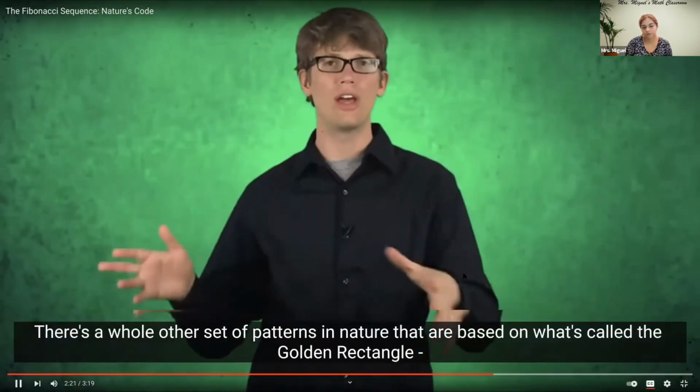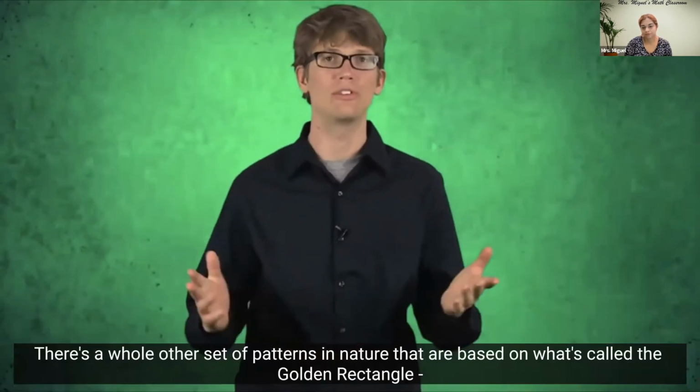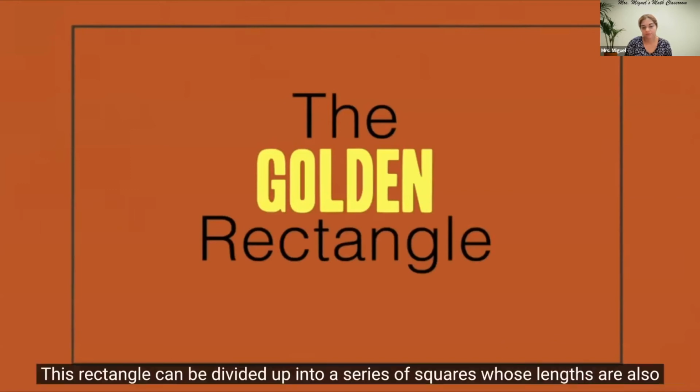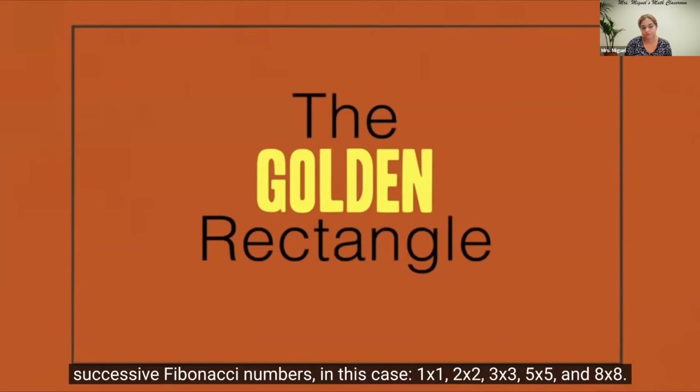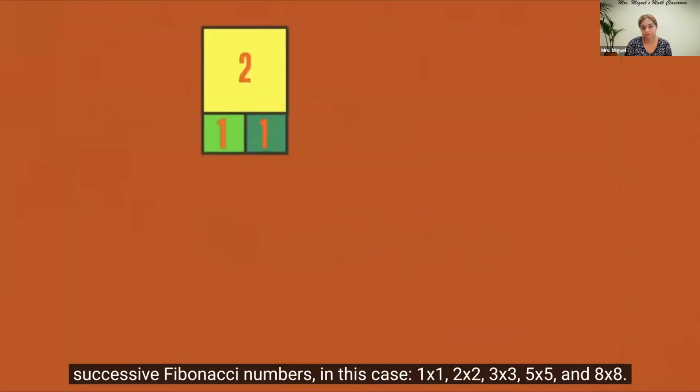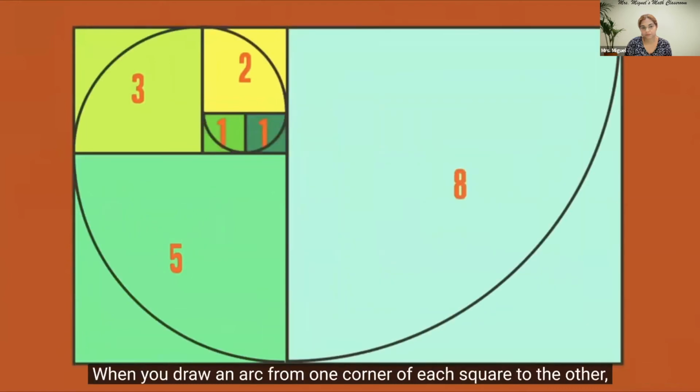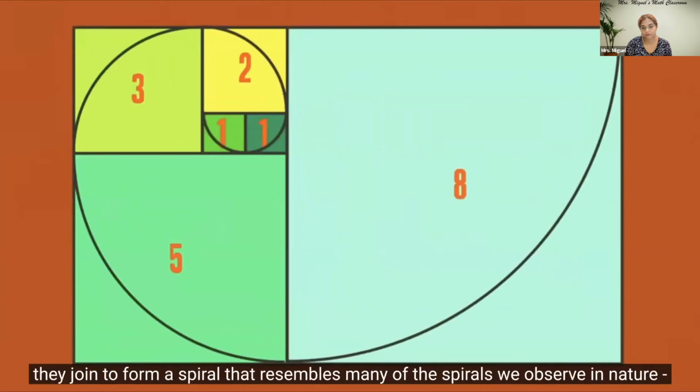There's a whole other set of patterns in nature that are based on what's called the golden rectangle. A rectangle whose side lengths are successive Fibonacci numbers like 8 by 13. This rectangle can be divided up into a series of squares whose lengths are also successive Fibonacci numbers, in this case 1 by 1, 2 by 2, 3 by 3, 5 by 5, and 8 by 8. When you draw an arc from one corner of each square to the other, they join to form a spiral that resembles many of the spirals we observe in nature.